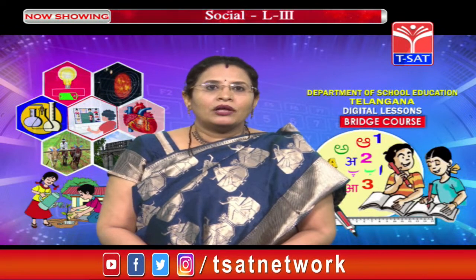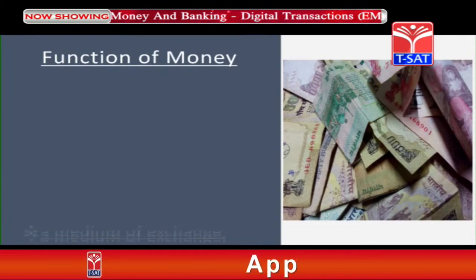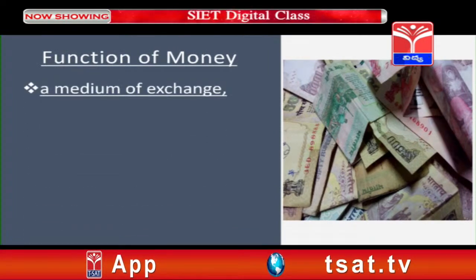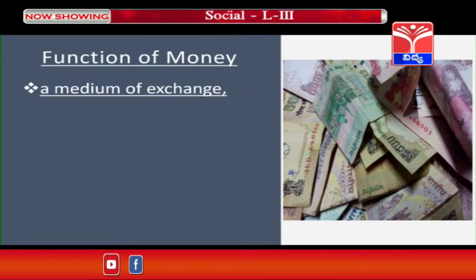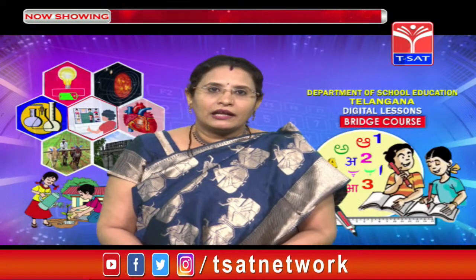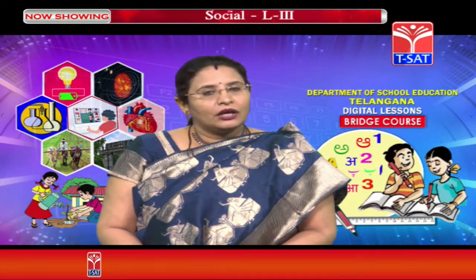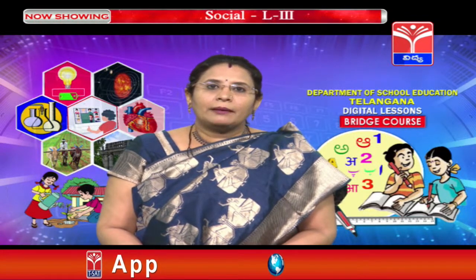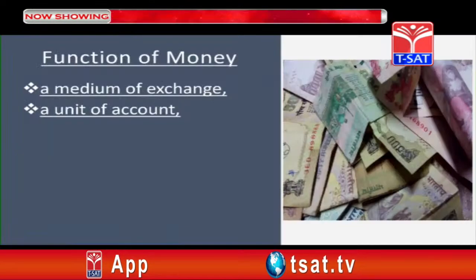So, money is any item that is generally accepted as a payment for goods and services. Now, let us learn about the functions of money. There are 4 functions of money, and the first one is a medium of exchange. That means with the help of money, you can buy any item. In the olden days, there was a barter system, so an item was exchanged for another item. But now, because we have a currency, we can buy things with it.